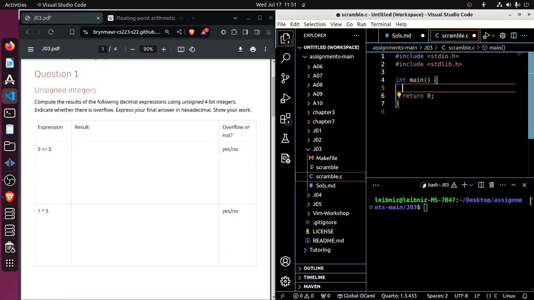Now, there's going to be a caveat when we try these things out in C because it only lets you store a byte, right? The smallest thing you can store is a char, and a char is a byte, which is 8 bits, which is twice as much as these 4-bit integers that we're talking about here.